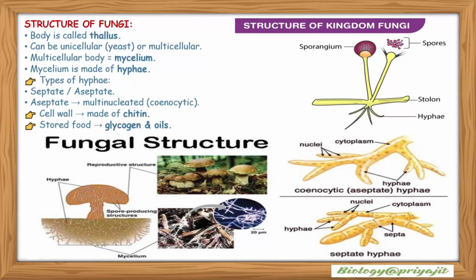Structure of fungi: the fungal body is called thallus. They can be unicellular like yeast or multicellular. The multicellular body is called mycelium, and mycelium is made up of hyphae. The type of hyphae could be septate or aseptate. Aseptate hyphae are multinucleated or coenocytic. Their cell wall is made up of chitin. They have stored food material, which is either glycogen or oils.